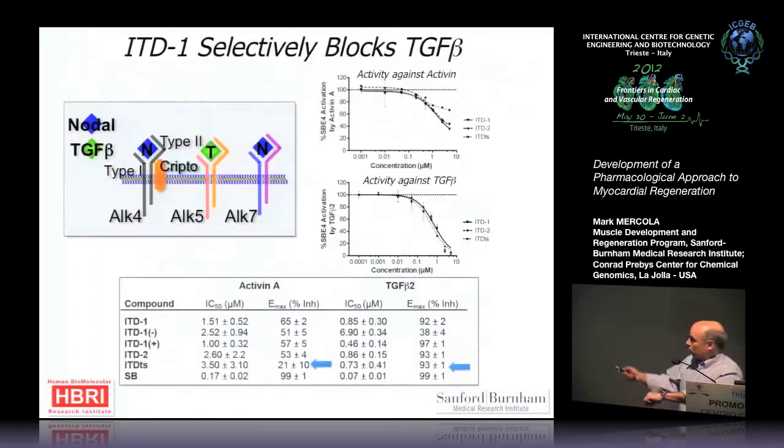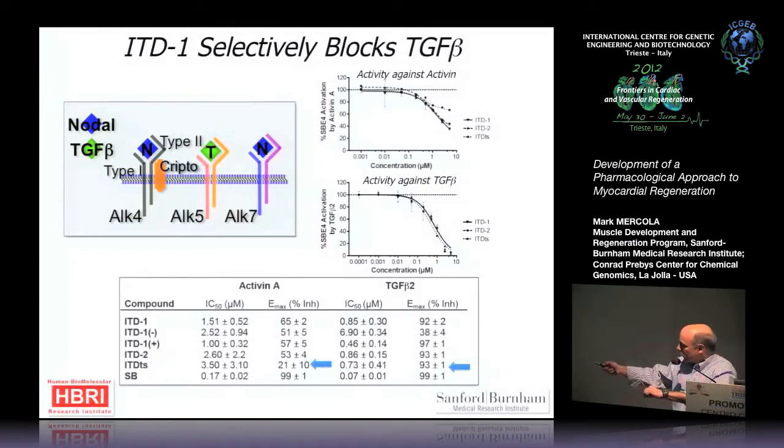And if you look at the level of kinetics here, you can see that there are differences; we can separate enantiomers of ITD1. We can figure out how well the molecule works on the kinetics. And what I want to draw your attention to here is the Emax, the maximal ability or the efficacy of this compound at inhibiting TGF-beta.